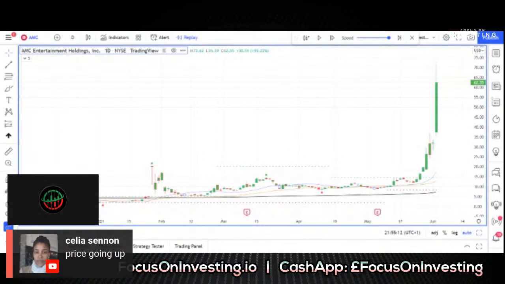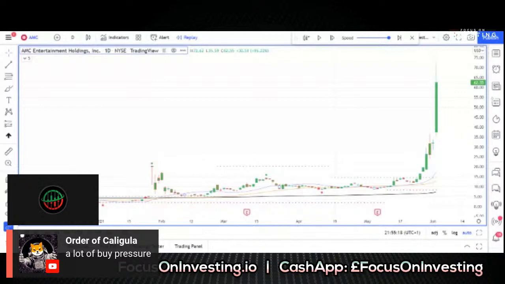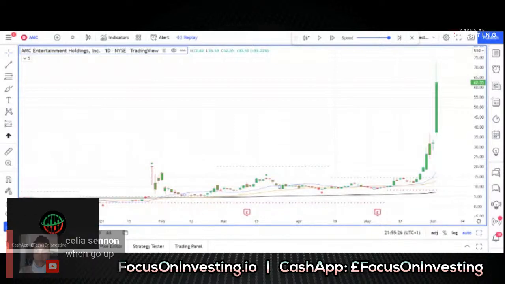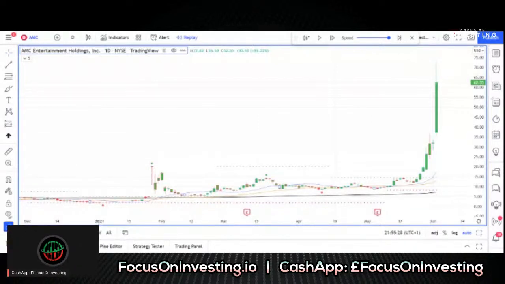Price going up. Correct. We need price going up. Price going up is buying pressure. When price goes up, the squeeze comes because it makes it more expensive for you to exit your position.